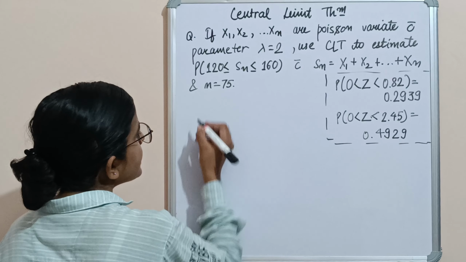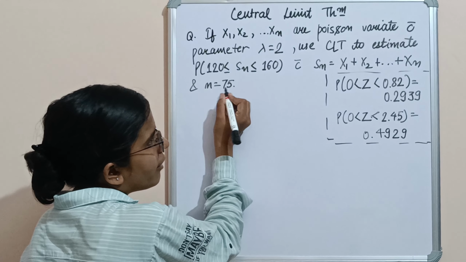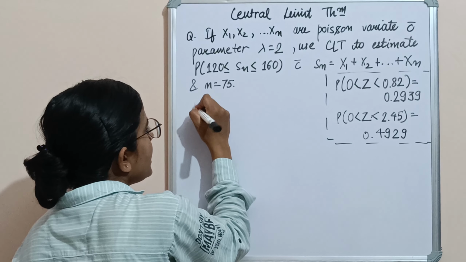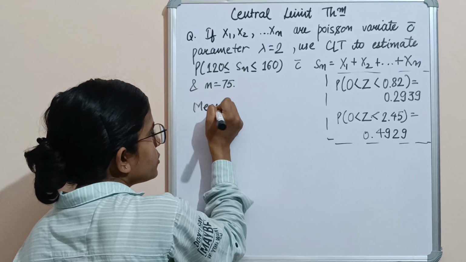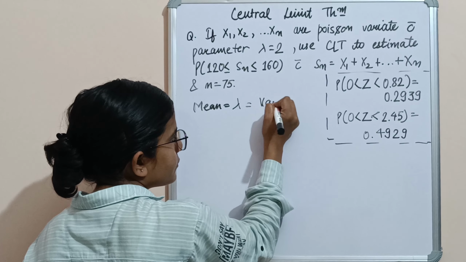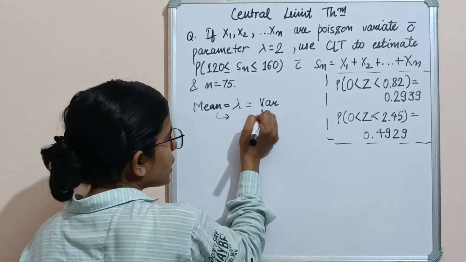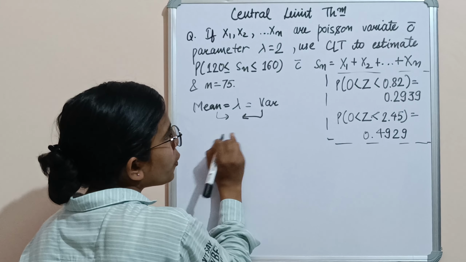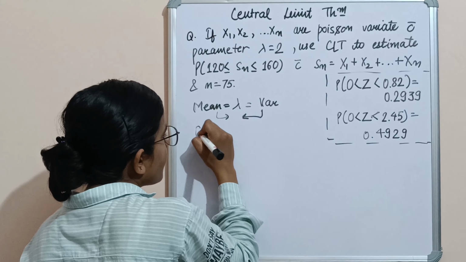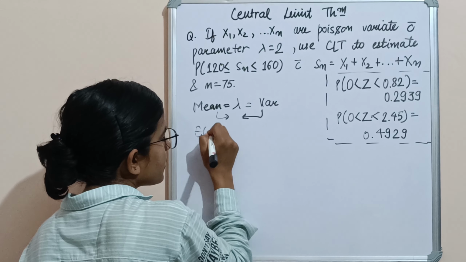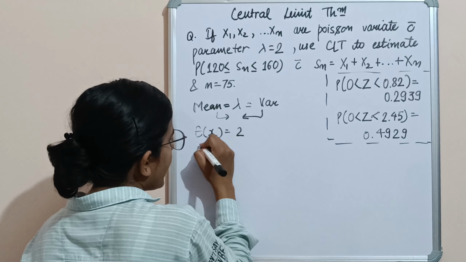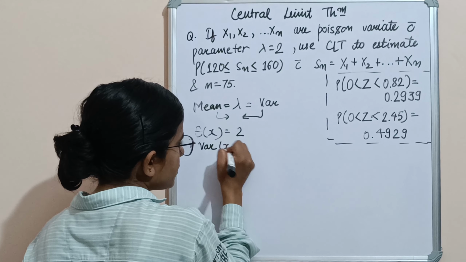Now we know that for a Poisson random variable, mean equals lambda equals variance. Mean and variance both are lambda, which is the parameter of the Poisson distribution. So E[X], the mean value, equals 2, and the variance of X also equals 2.